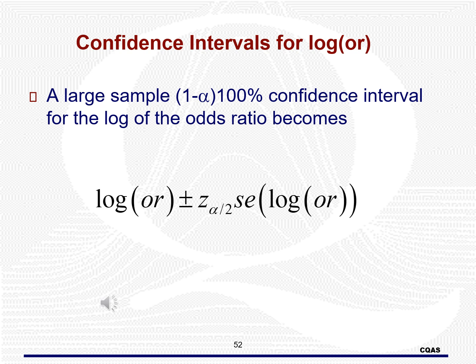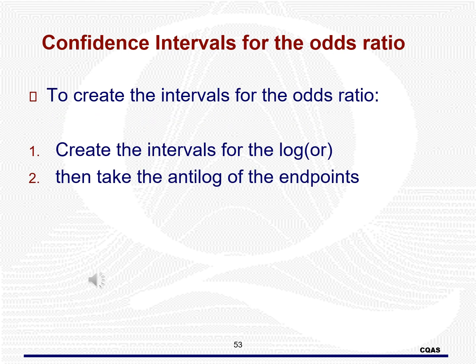Notice that this gives us the confidence interval for the log of the odds ratio, but what about the actual odds ratio? Once we create the intervals, we no longer have to worry about the distribution since the endpoints are constants. We now can do whatever we wish with them. So we will take the antilog of the endpoints to get the interval for the actual odds ratio.